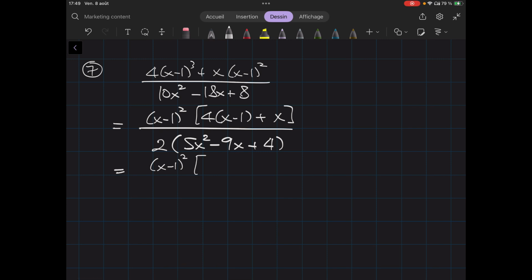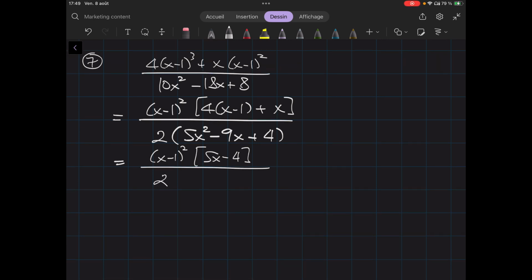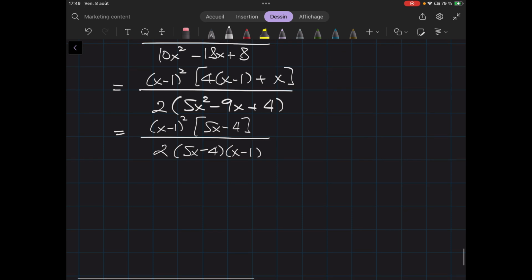4 times x minus 1 plus x, that's 5x minus 4. Downstairs, 5x squared minus 9x plus 4, that would be 5x plus 4 times x minus 1. No, it's 5x minus 4 times x minus 1. Simplify, simplify, and you're down to x minus 1 divided by 2.